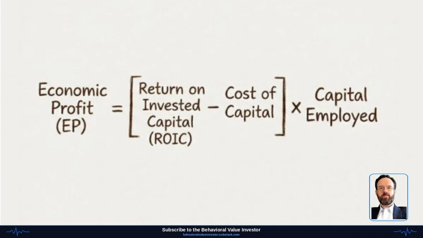So first, we're going to talk about the P, which is economic profits. You might be wondering, why use economic profits instead of return on invested capital? Isn't ROIC a better metric? Well, it's not really. Think about it this way.